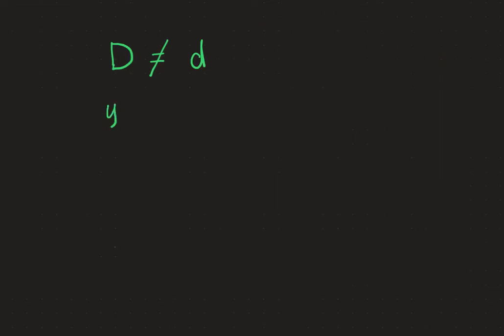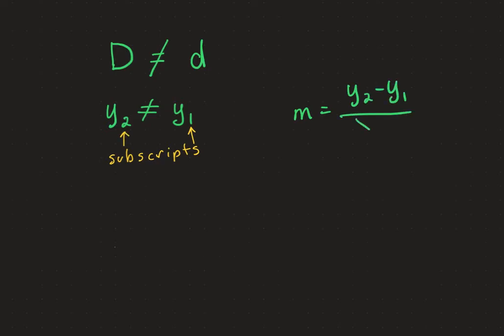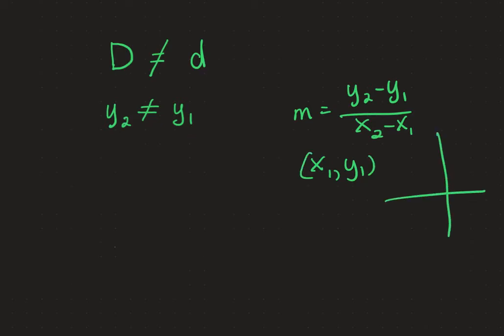So let me ask you this. Is y sub 2 equal to y sub 1? They're both y's. However, they have different subscripts, so they are not equal. You should be familiar with this use of subscripts from this formula. Okay, the formula for slope, of course, where x1 and y1 refer to the coordinates of a point on a Cartesian plane, and x2, y2 refer to another point on the Cartesian plane.